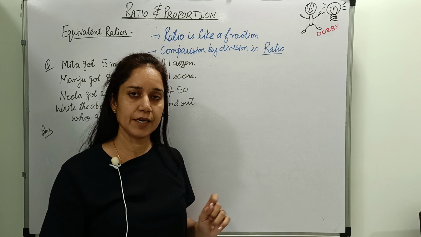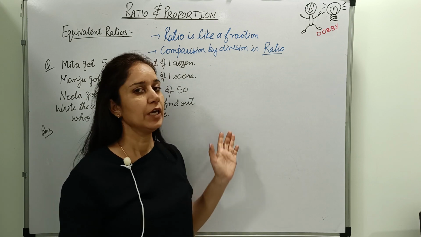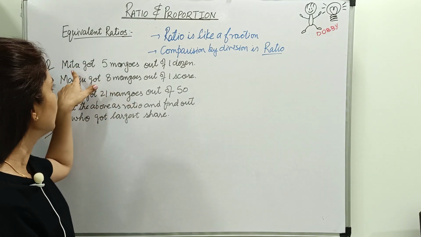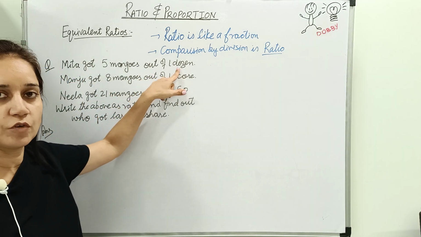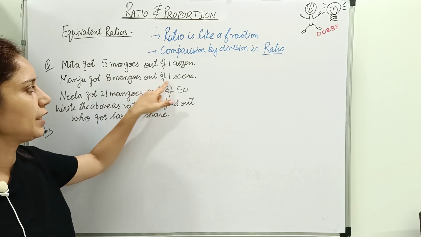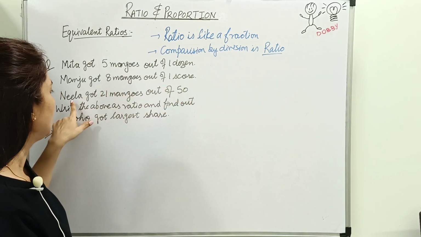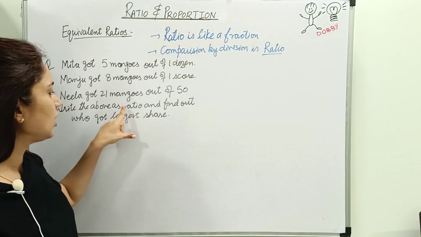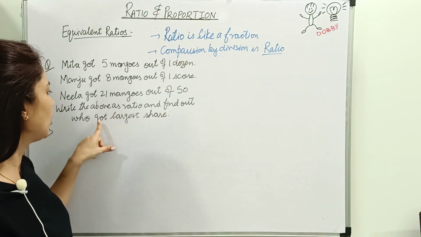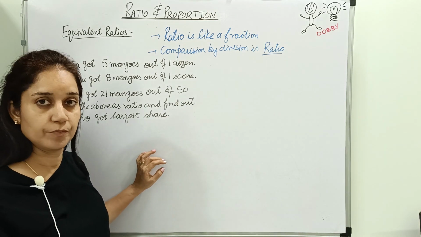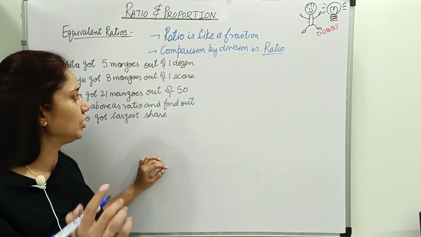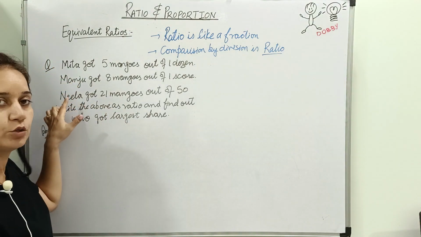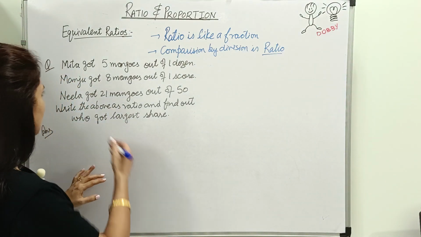Now, after understanding the concept of equivalent ratio, let us try one word problem. Here the question is: Meeta got 5 mangoes out of 1 dozen, Manju got 8 mangoes out of 1 score, and Neela got 21 mangoes out of 50. Write the above as ratios and find out who got the largest share. 3 people are there, 3 children are there. You can relate them as your friends. One is Meeta, Manju, and another is Neela. So let us write.